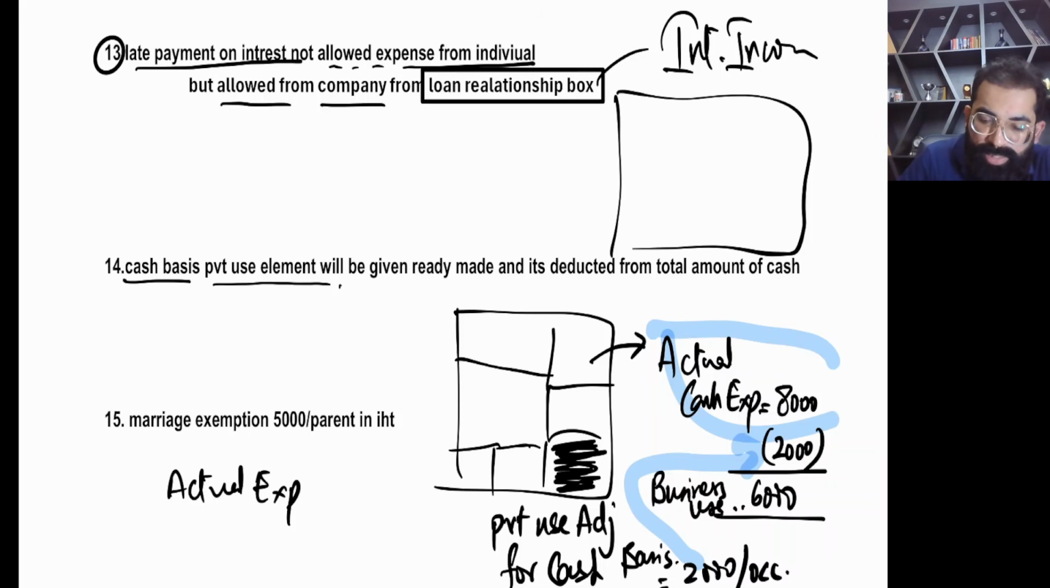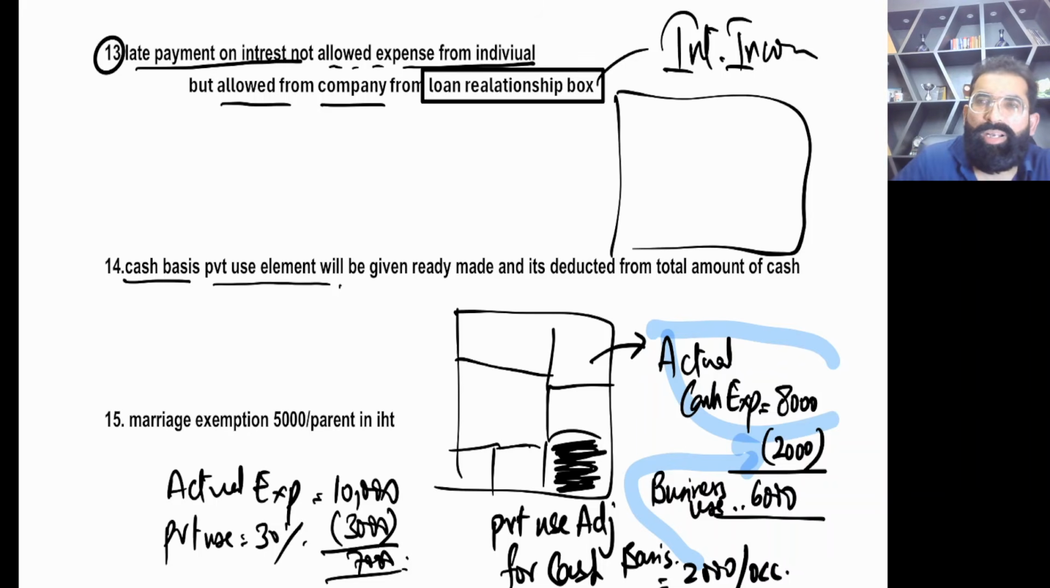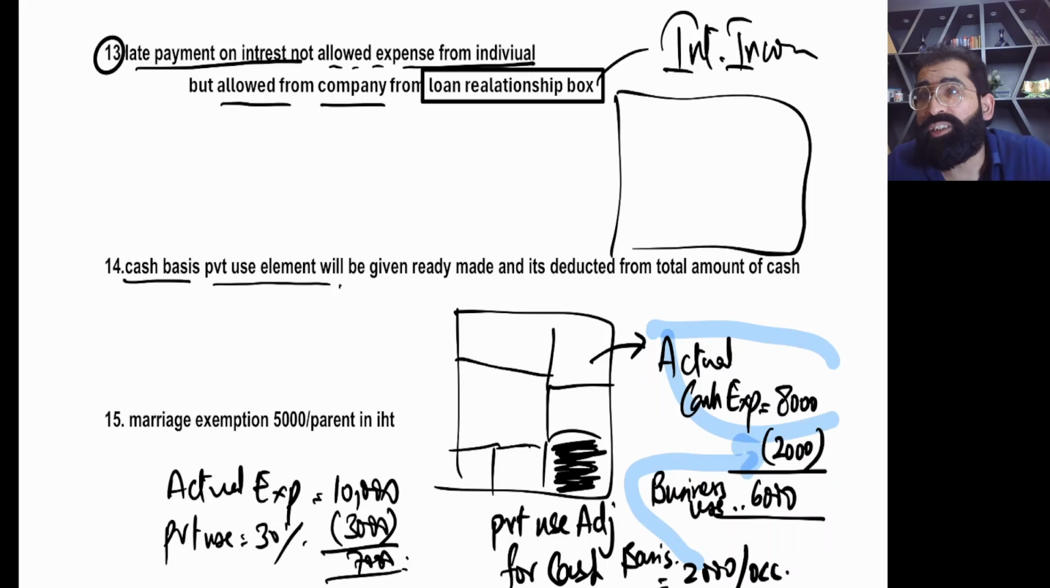And then they are saying, let us say private use is 30%. Sometimes they give you 30%. So actual expenses are 10,000 and 30% is the private use, so 3,000. So now 7,000 is allowed. Okay, so this is normal accrual basis. But in cash basis, you have to check first actual cash expenses.